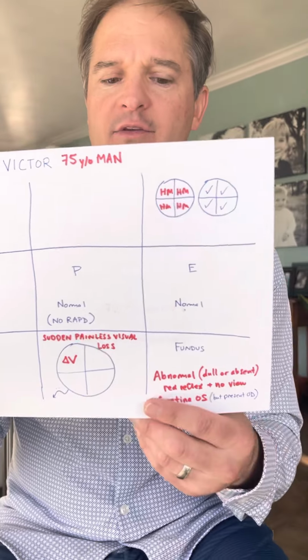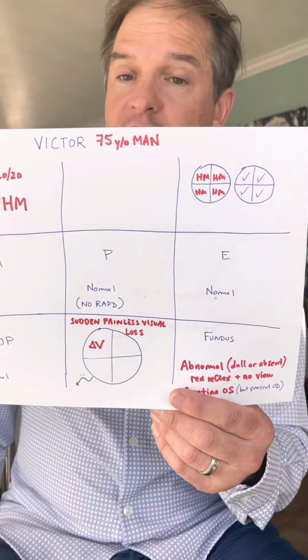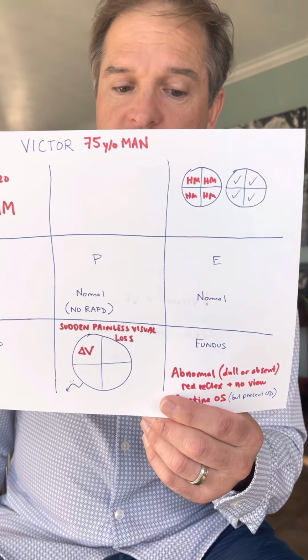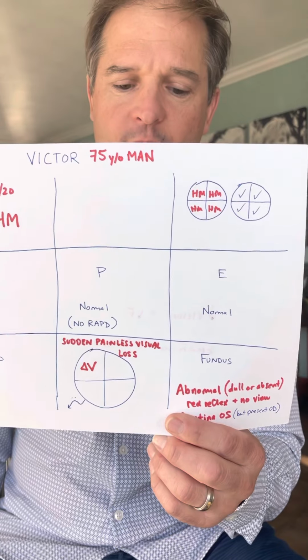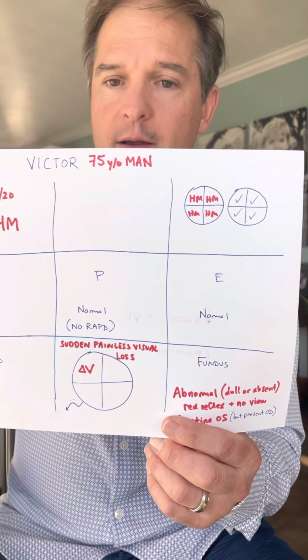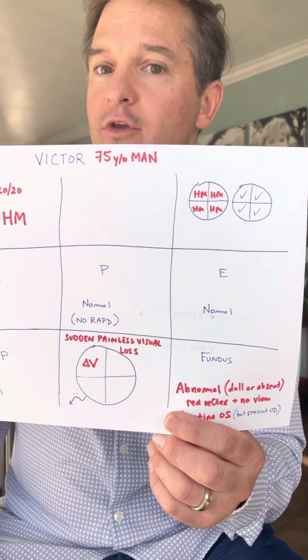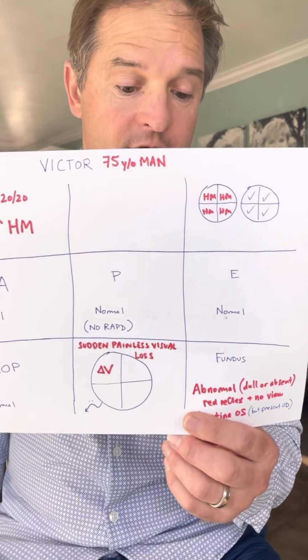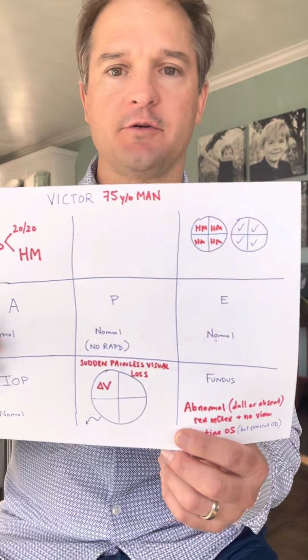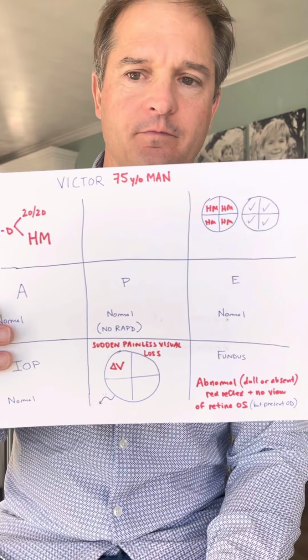So let's summarize. This is Victor. He is a 75-year-old man. He has sudden painless visual loss with a visual field loss, but no relative afferent pupillary defect. He has a decreased red reflex with no view of his fundus. Victor has a vitreous hemorrhage. And this is what we'll see with elderly diabetic patients.